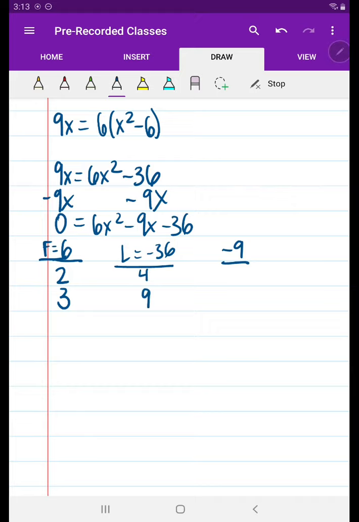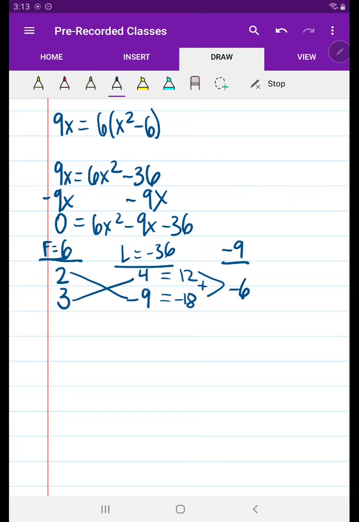4 and 9, we can make that negative. So if I cross multiply, I get negative 18. If I cross there, that'll give me a 12. If I add these up, 12 minus 18, that gives us a negative 6. So that's not going to work.